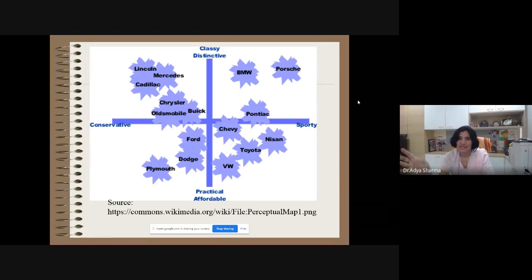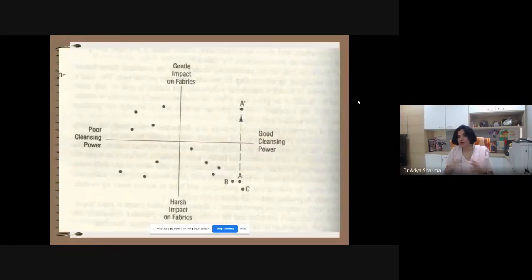Now, someone might say, Mercedes might say, hey, this is wrong, or BMW might say, hey, this is wrong, but this is how the consumer perceives it. And therefore, let me take another example. So here, this is a hypothetical example. And we have this perceptual map where we are talking about cleansing powder for cleaning of the fabrics, our clothes. And the two dimensions that we have taken are impact on the fabric and the cleansing power.